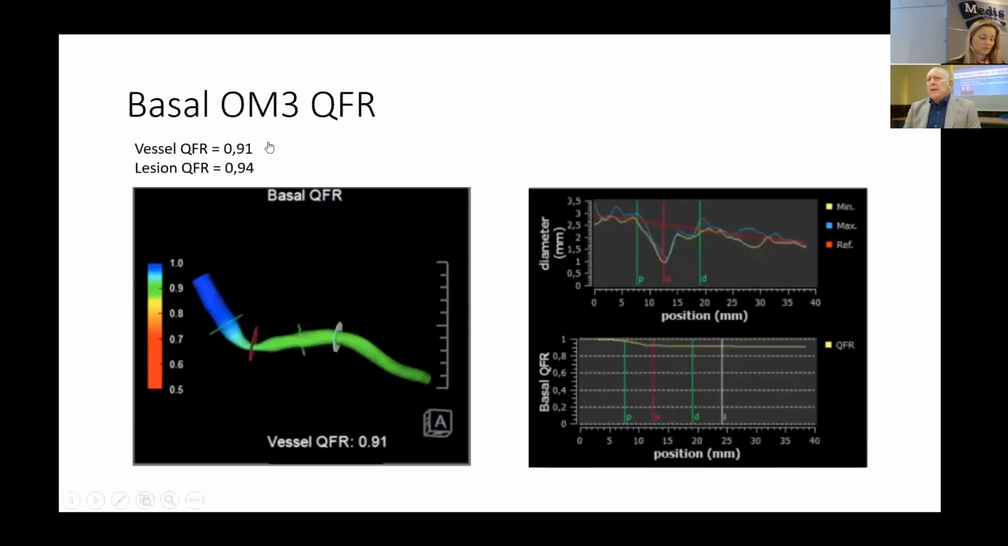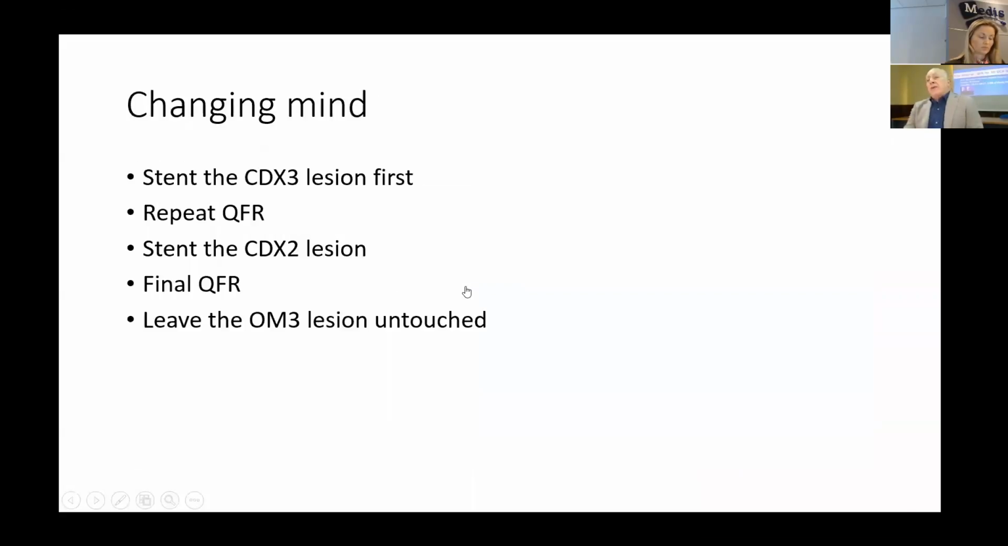Okay, let's go ahead. This is the QFR of the marginal branch. You see here there is only 1 tight stenosis, but with no functional significance. The QFR is 0.91. So you change your mind, not to treat everything, but to stent the first lesion in the right coronary artery, the distal lesion, repeat the QFR, and eventually stent the second lesion in the artery. We perform the final QFR, and I leave the marginal branch.